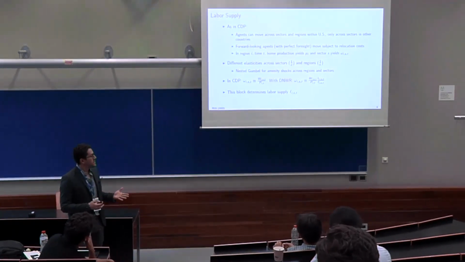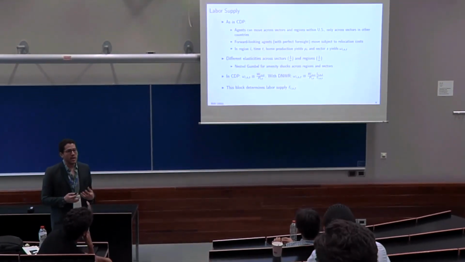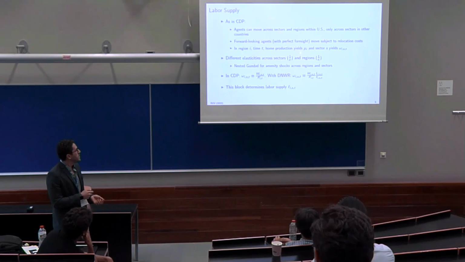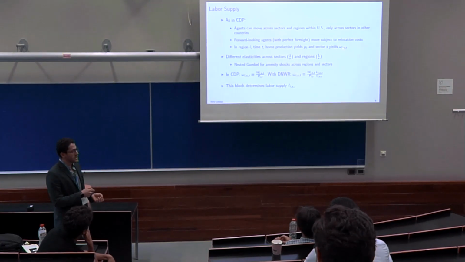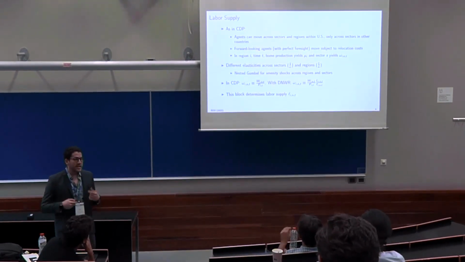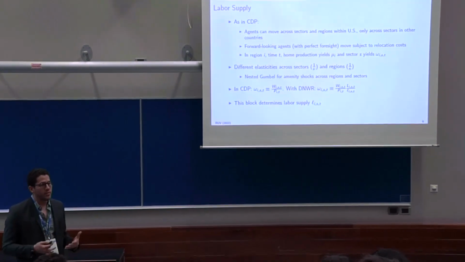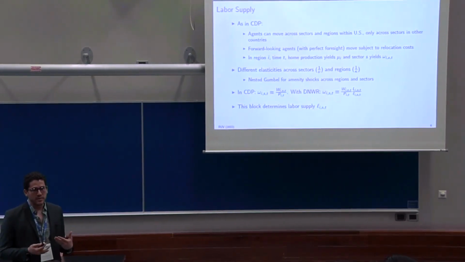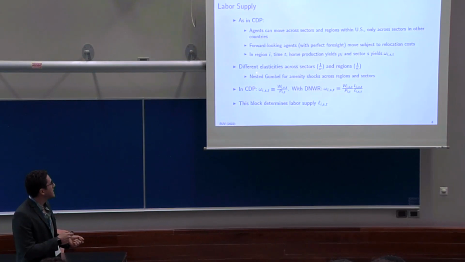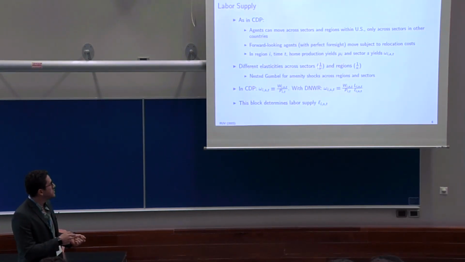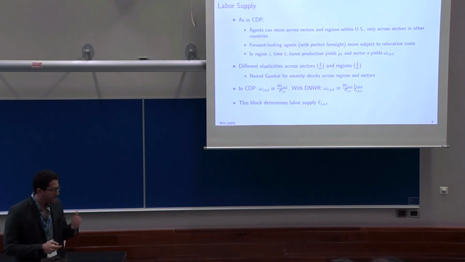And in region I at time t, home production is going to yield a real compensation of mu_I that will not vary across time, and participation in sector S is going to yield a real compensation of omega_IST, and I will come back to what this is later. But differently from CDP, as I mentioned before, we're going to have a nested Gumbel for the amenity shock of participating in these region sectors, so that we can separate the elasticity of moving across sectors, which is this 1 over nu, and the elasticity of moving across regions, which is this 1 over kappa.